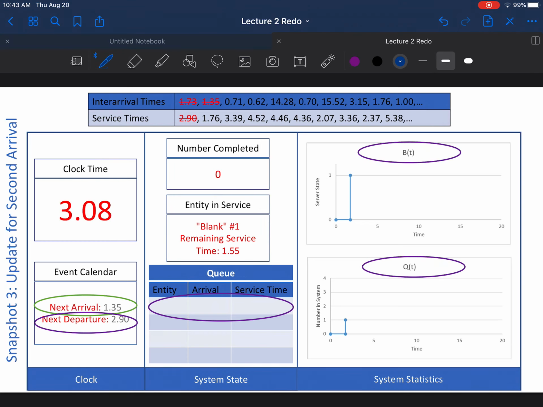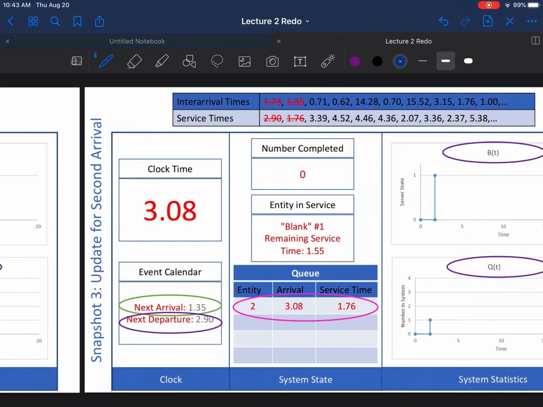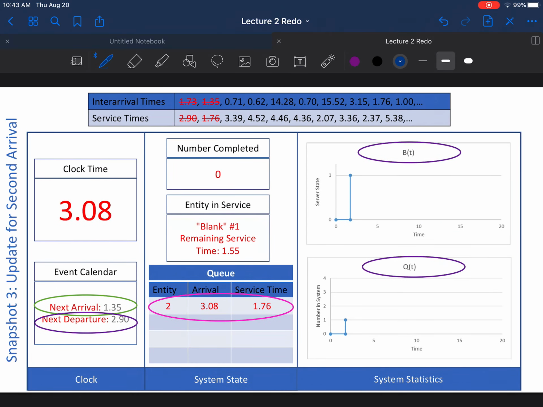All right, now we think about the queue. We have an arrival, and when blank number 2 arrives, it finds that entity number 1 is already in service, so it has to wait. So we put in its queue and its arrival time. So it's entity 2. Its arrival time is 3.08, because that's the event that is occurring right now, it's arriving. And we get its service time, and we put that in. That's a 1.76.